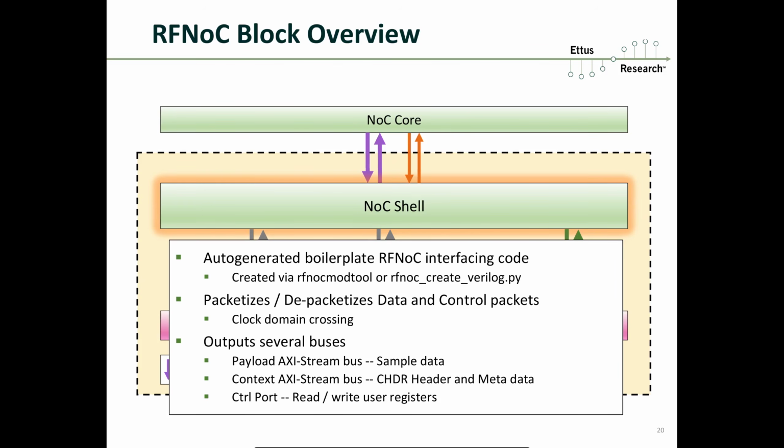There's another way, using rfnoc-create-verilog. That Python script lives in UHD. What you do is you provide it your block descriptor or block description YAML file, and it'll auto-generate the NOC shell code. And actually, it will in general auto-generate your RFNoC block code as well, based on what's in there. So one question might be, why rfnoc-modtool versus rfnoc-create-verilog?